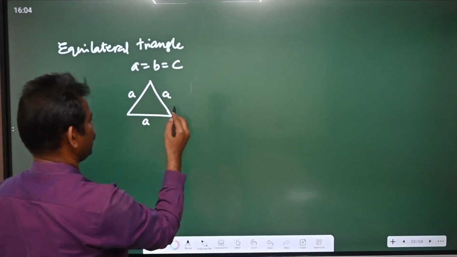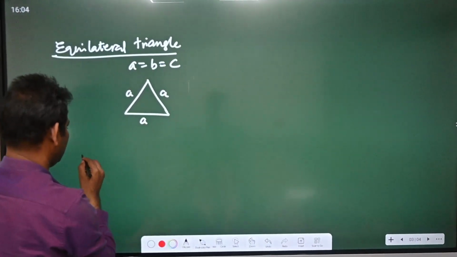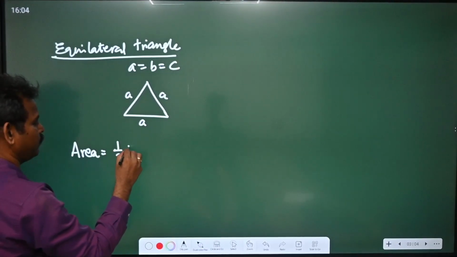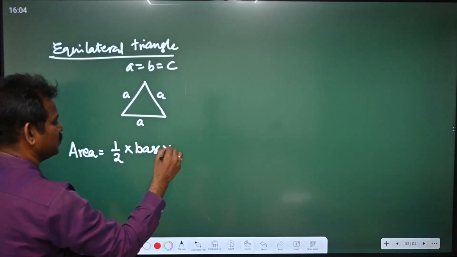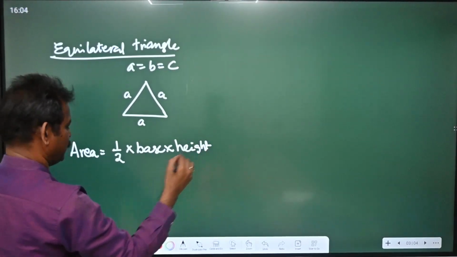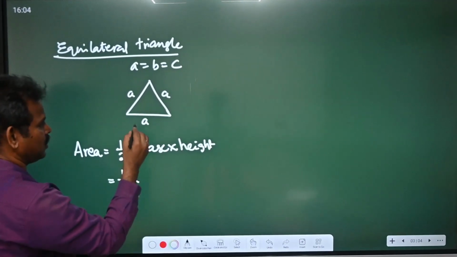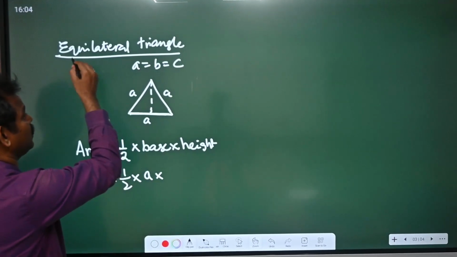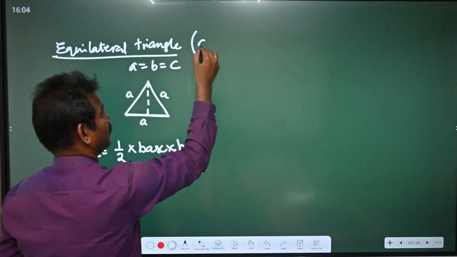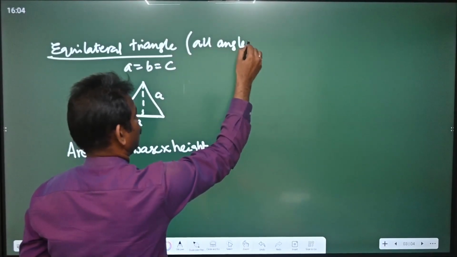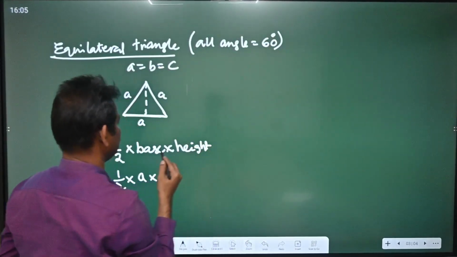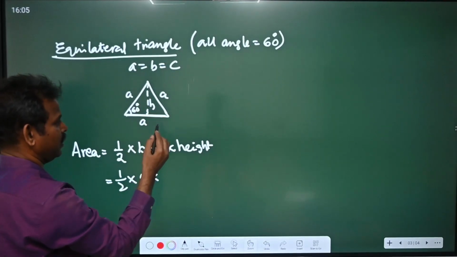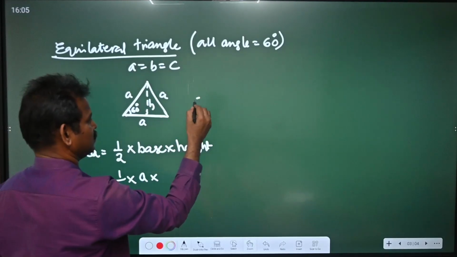Then to find out the area of this equilateral triangle, the general formula for finding area is going to be half into base into height only. Here half remains as half, base is A, and to find out the height for equilateral triangle, all angles are equal. All angles equal to 60 degrees each. This is 60 degrees. Now to find out h, we know the hypotenuse.